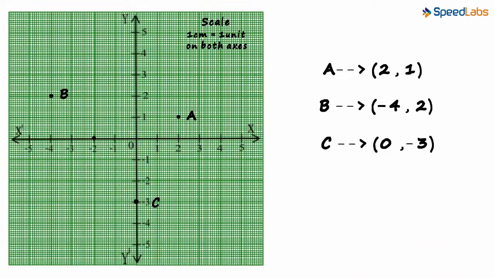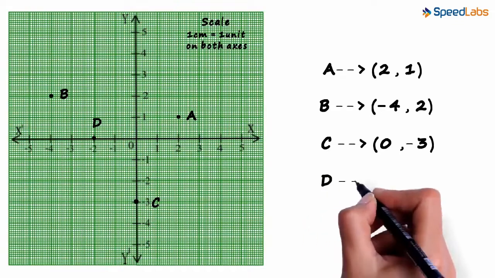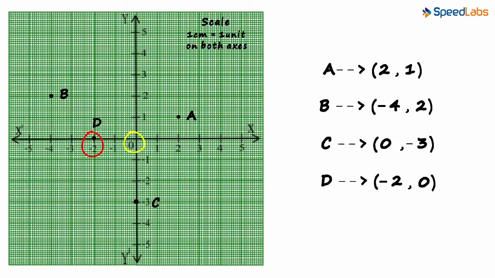Here's the last point, point D. Its x-coordinate is -2 and its y-coordinate is 0. So the coordinates of point D are (-2, 0). So if you noticed, all points on the y-axis will have their x-coordinate equal to 0. And all points on the x-axis will have their y-coordinate equal to 0.